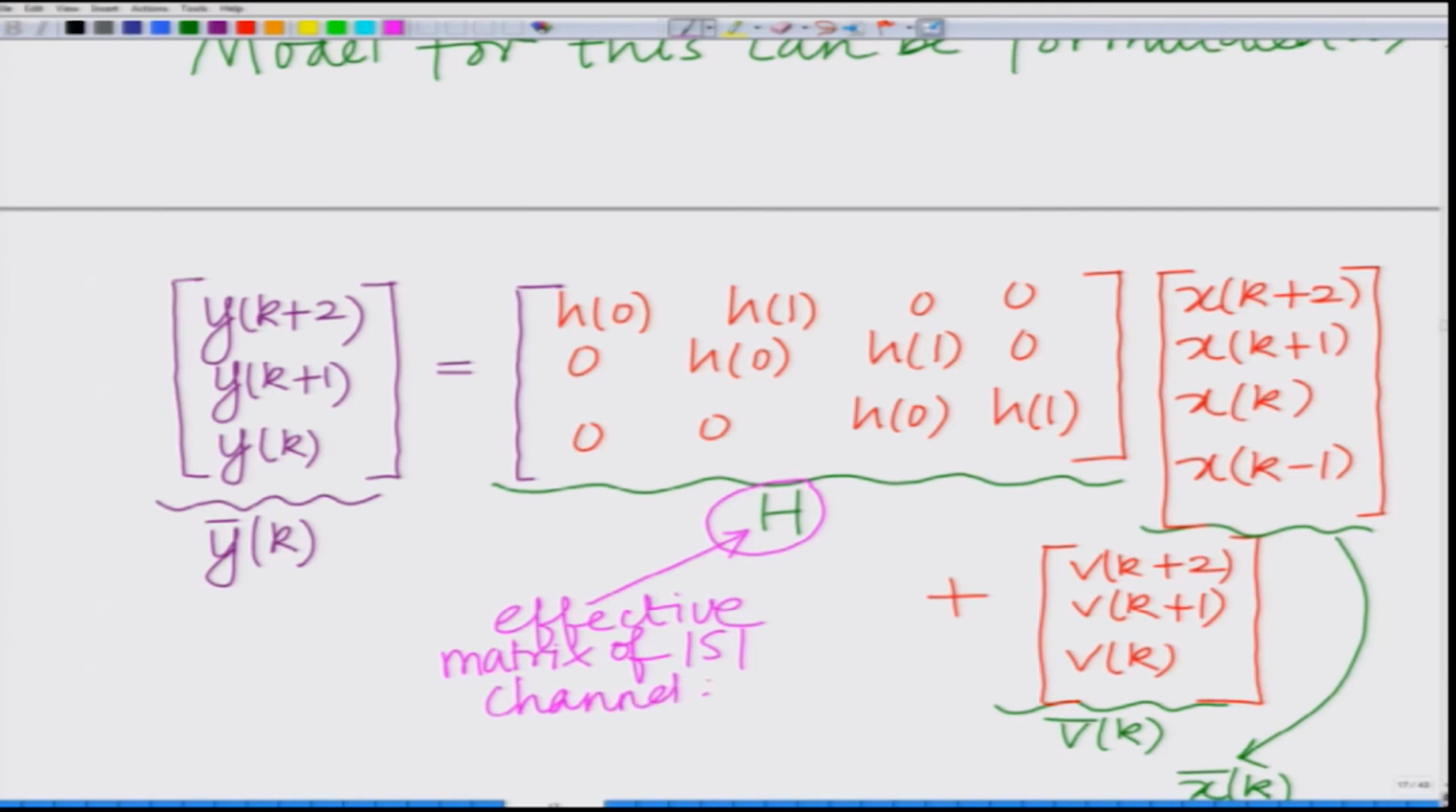And realize this effective matrix for this ISI channel depends on a couple of things. One, it depends on the number of channel taps, and two, it also depends on the order of the equalizer. That is, the size of this effective channel matrix H depends on the total number of taps in the channel. It also depends on the number of taps in your equalizer.